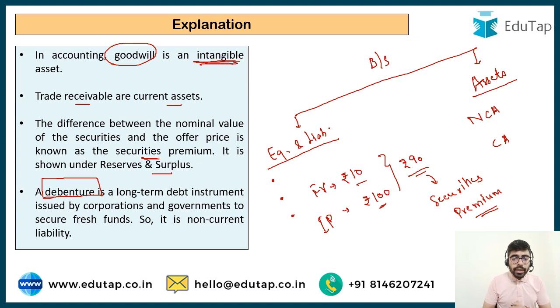It is a long-term liability for the company. Debentures are going to be issued for a long tenure. It may be 10 years, 15 years, or even more than that. So debenture is going to be a non-current liability for the company. Now we know what is going to be the treatment of all these 4 items which have been mentioned here.